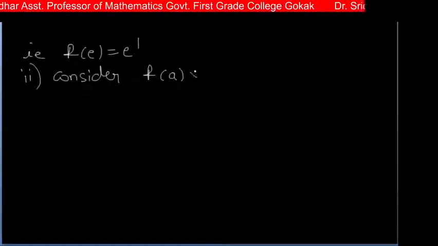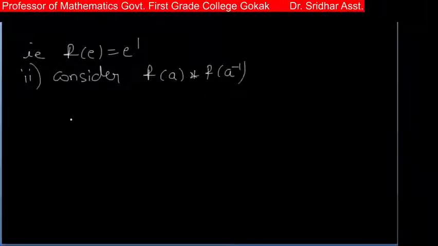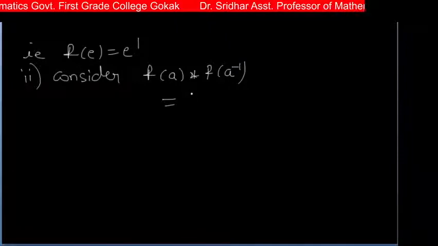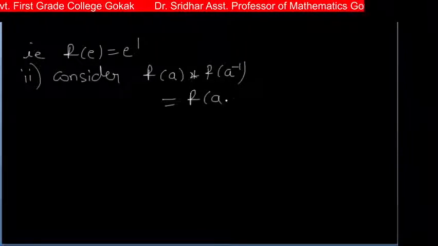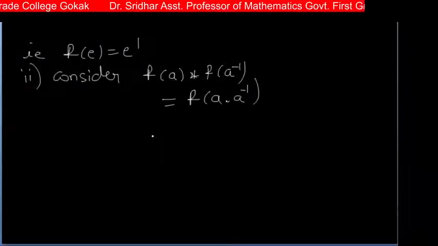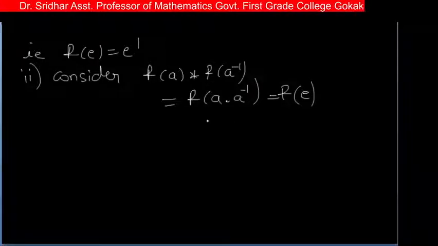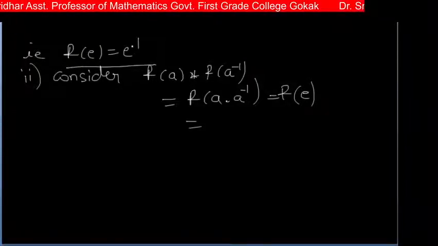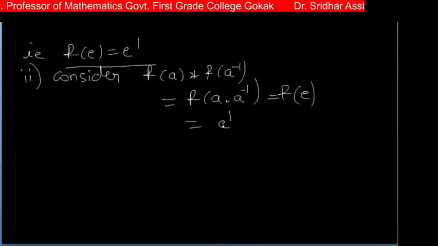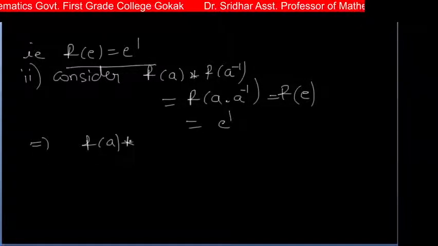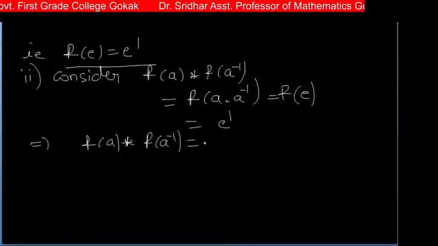Now take the second one. Again consider f of a star f of a inverse. Now again by the homomorphism law, this is the same as f of a dot a inverse, which is equal to f of e, since a into a inverse is nothing but e. Now f of e is equal to e dash, as we just proved. So this implies f of a star f of a inverse is equal to e dash.